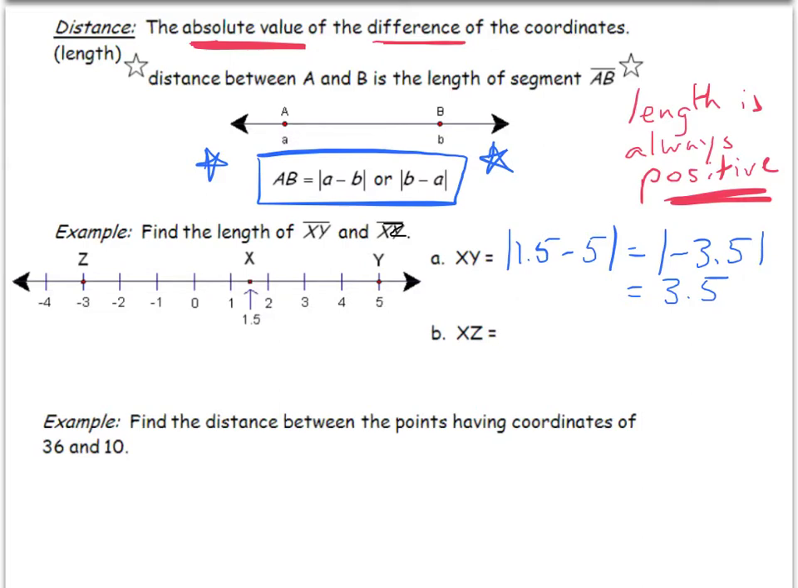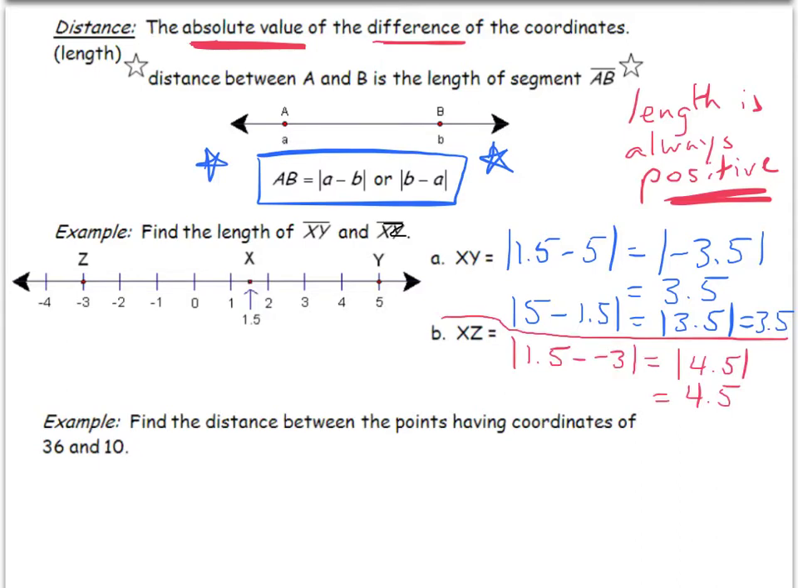Now either you do it that way, or you could have looked at the y-coordinate first. If I did the y-coordinate first, 5 minus the x-coordinate of 1.5, you would have had the absolute value of 3.5, which is still 3.5. So it doesn't matter which order you take it in, you still get the same length of 3.5 units. So go ahead, try out finding XZ on your own. Pause the video, come back, and we'll see if we got the same answer.